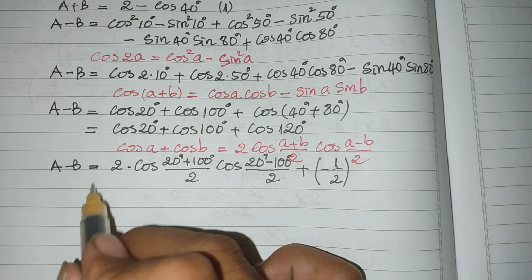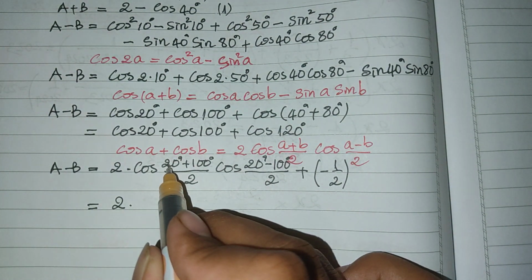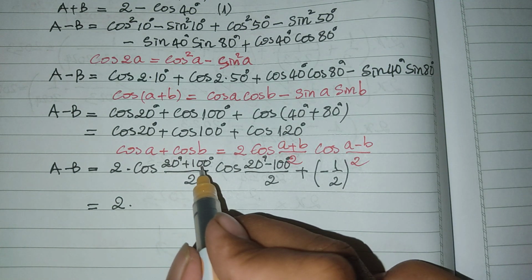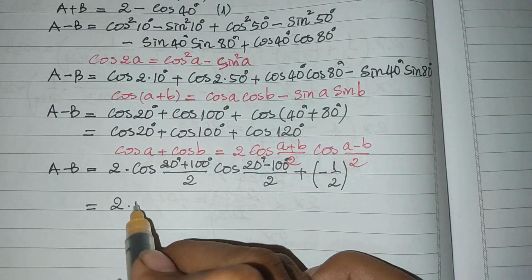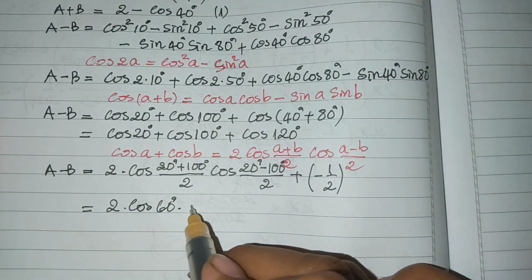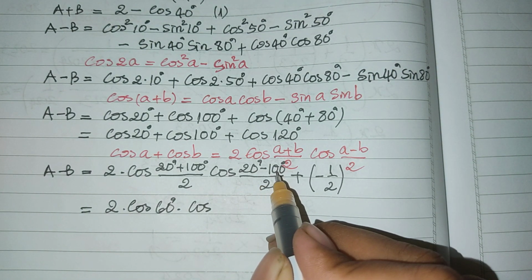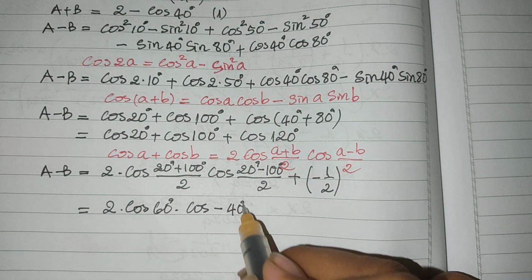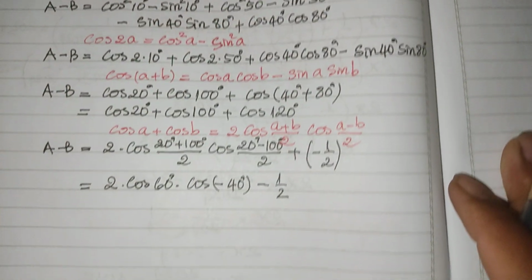And now this is equal to 2, and 20 plus 100 is equal to 120, and divided by 2 we get 60. We get cosine of 60 degrees multiplied by cosine of 20 degrees minus 100, we get minus 80 degrees, and divided by 2 we get minus 40 degrees, and then minus 1 divided by 2.